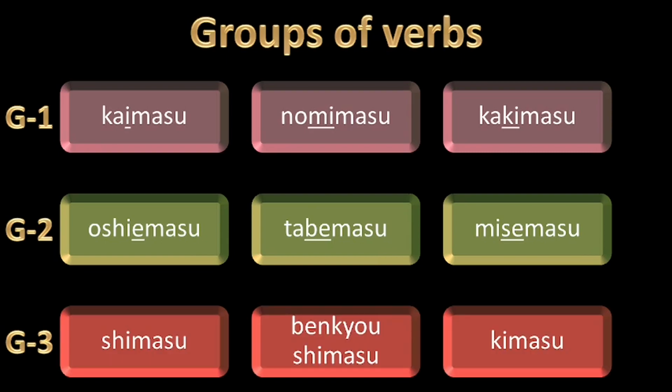The verbs of group 3 include shimasu, the combination of nouns denoting actions, and shimasu, like benkyo shimasu, kakunin shimasu, etc. And the other verb is kimasu.